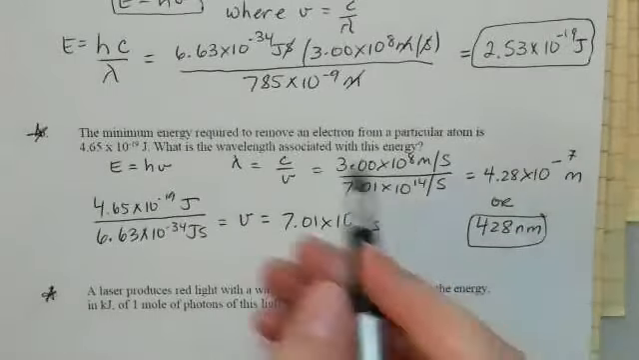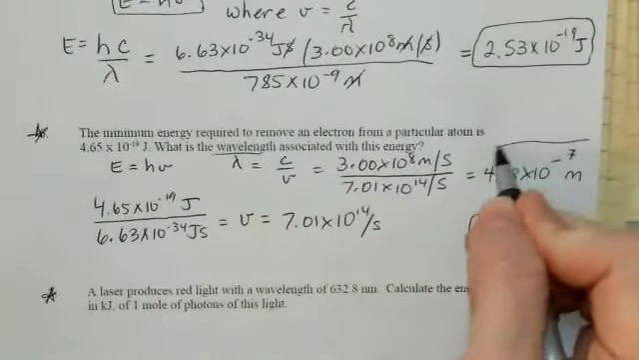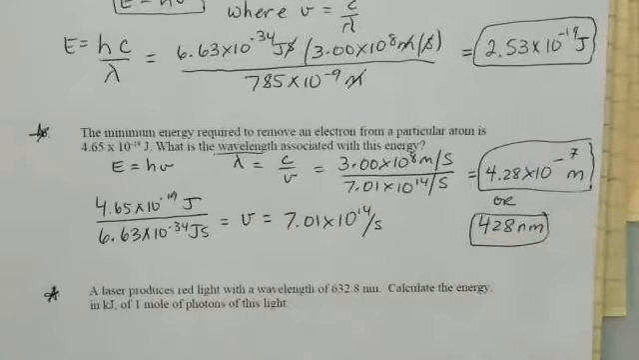Now it asks for the wavelength, so we could have just left it as 4.28 times 10 to the negative 7 meters. We didn't have to put it in nanometers unless it specifies.